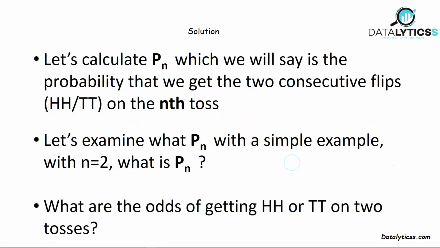So let's calculate the probability of getting two consecutive flips on the nth toss, either two heads or two tails. So we make things simple. Let's say n equals 2. On two tosses, what is the probability of you getting either two heads or two tails?